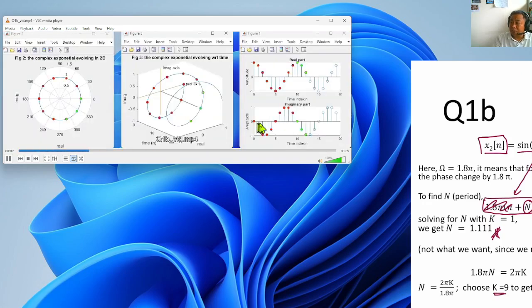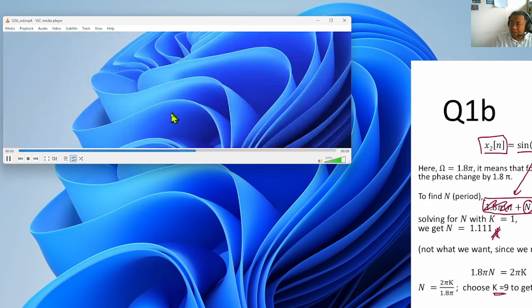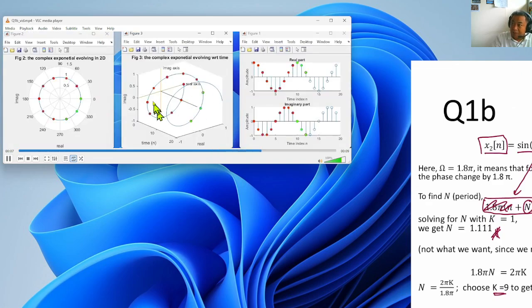If you substitute in e^{j omega n}, and omega is minus 0.2 pi, as n increases, you will see that the imaginary part goes down first. And that is why in this 3D plot, it is rotating by going down first along the imaginary axis.